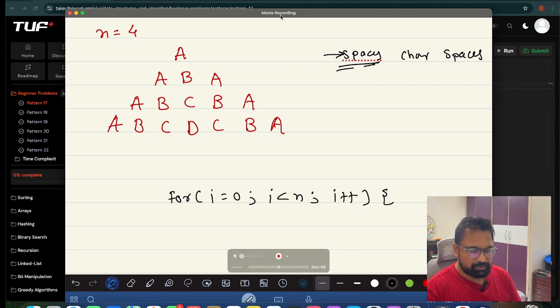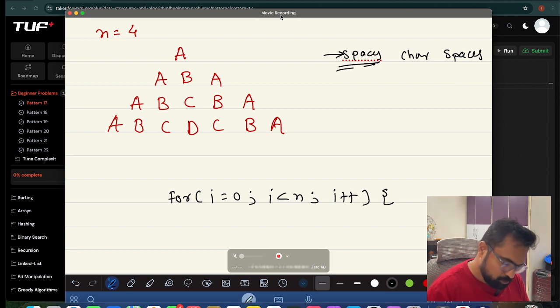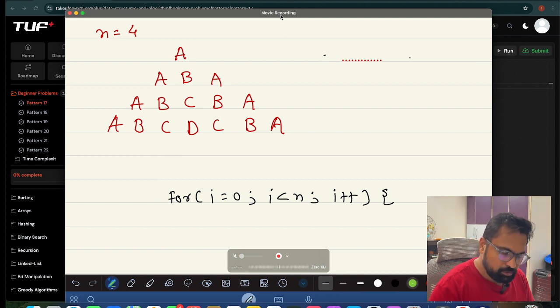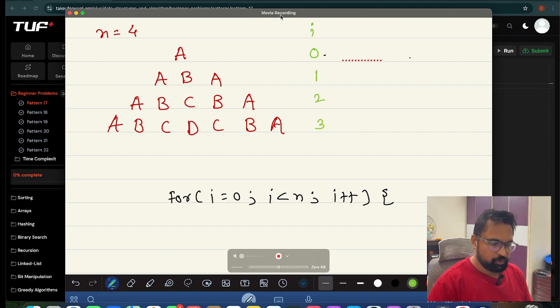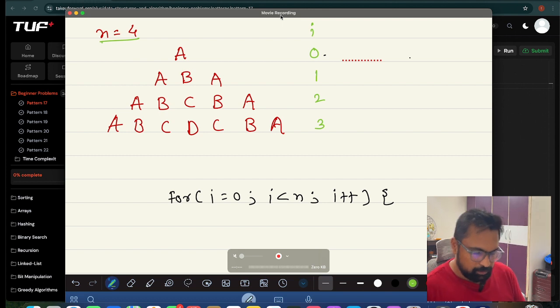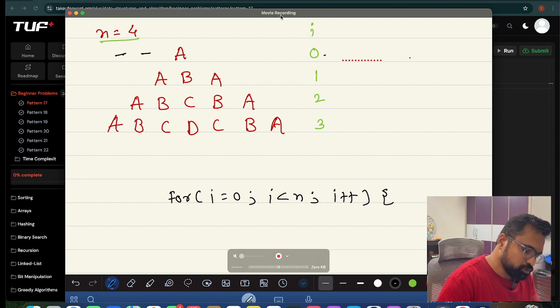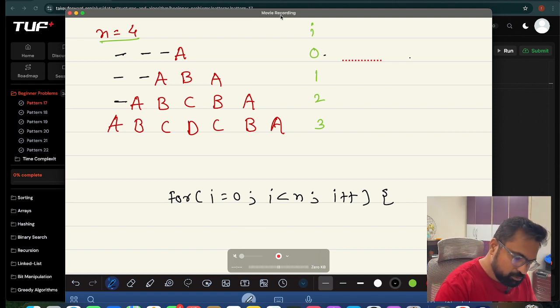We'll try to simplify this problem. So spaces we want to identify. Let's try to identify how many spaces there are and what the row number is. I'll remove this particular thing here and write down our i's values. i is 0 here, then 1, 2 and 3, and n is equal to 4. Till now it is clear, right? Now here you can see 3 spaces, then 2, then 1, and here 0 spaces. So we'll write down the spaces also: 3 spaces, 2 spaces, 1 space, and 0 spaces.